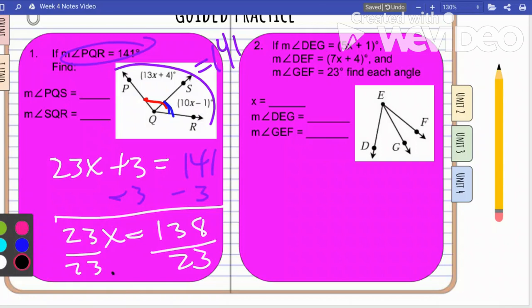Plug it back in. 13 times 6 plus 4, we get 82. So angle PQS is 82 degrees. And then angle SQR is 10 times 6 is 60 minus 1 is 59 degrees. And when I add these together, I get 141 degrees. So good job. I'll let you try example 2 on your own.